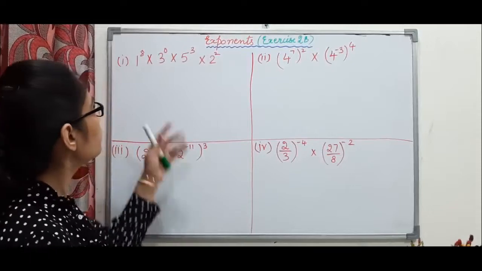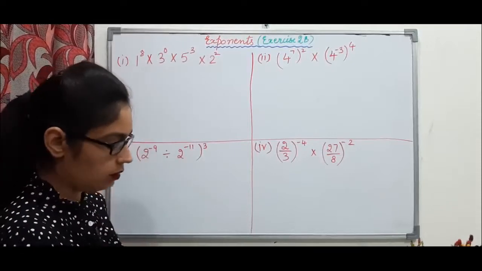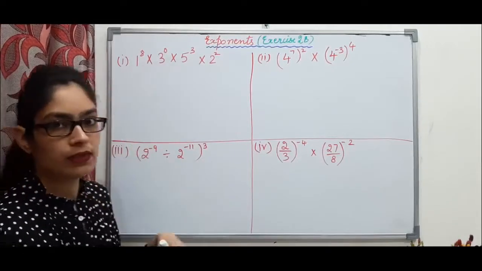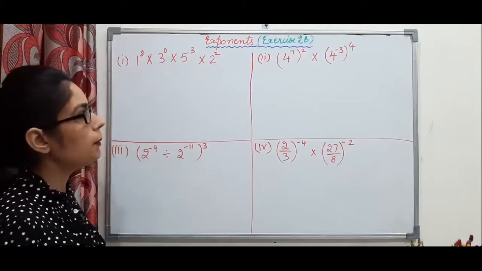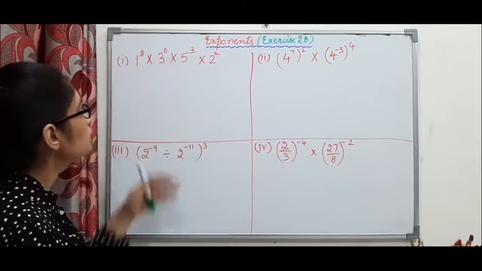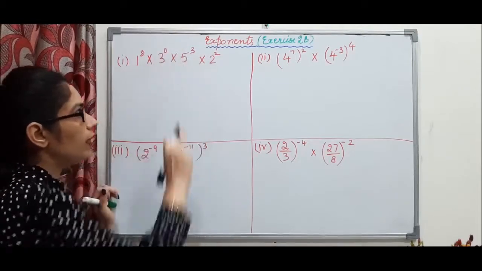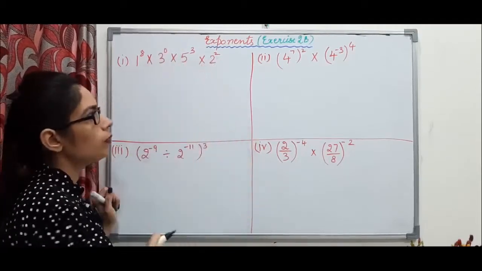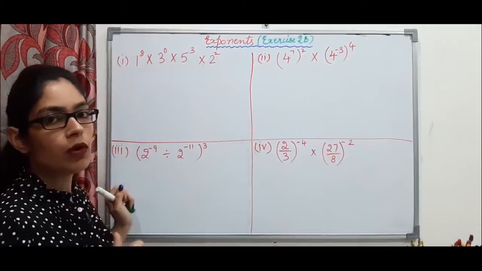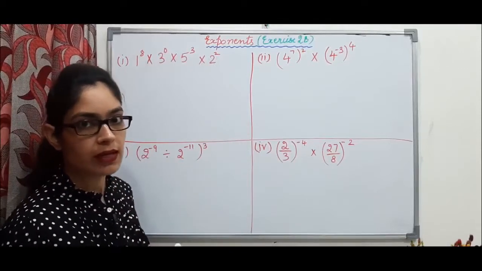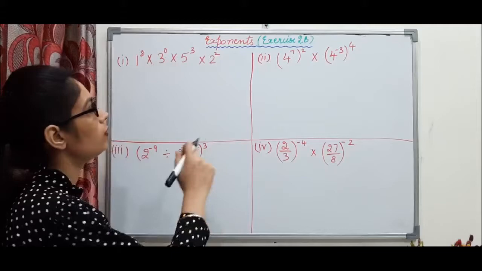In the first question of the exercise, there are 16 parts, so we'll do it part by part. The first part is 1 to the power 8 into 3 to the power 0 into 5 to the power 3 into 2 to the power 2. We will always try to use the rules which I have explained to you just now and solve this.